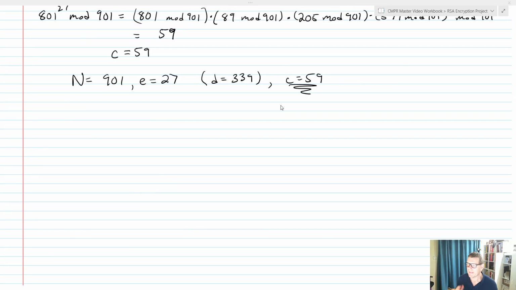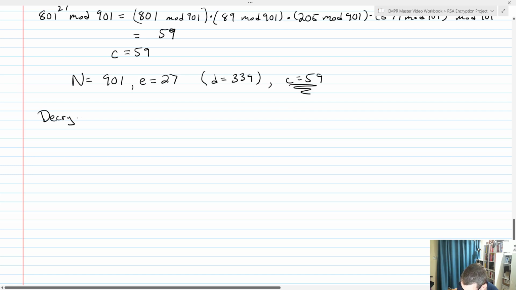Now that we've done that and we've encrypted to C, now we want to decrypt back to M. And so that's where D is going to come into play. So M is going to end up equaling C to the D mod N. And that's why D is so important. D is that private decryption key because that's going to allow us to do our decryption. So in our case, we're going to find M. M is going to end up equaling 59 to the 339th power mod 901.